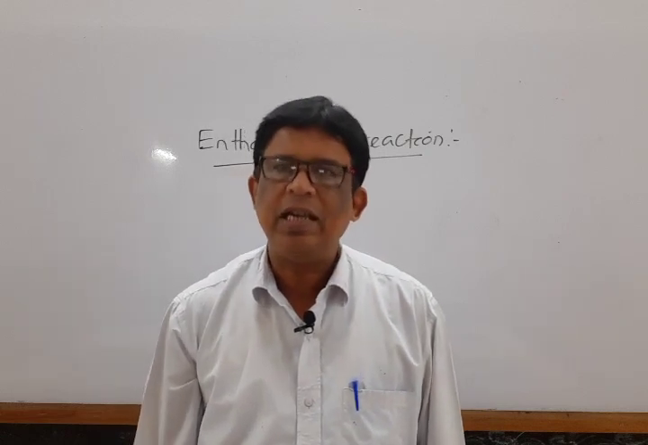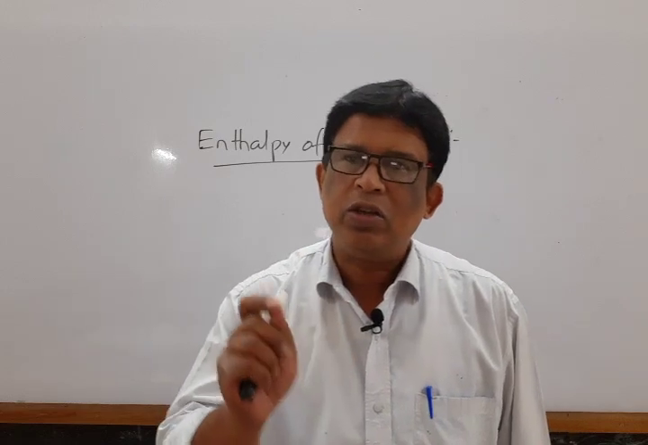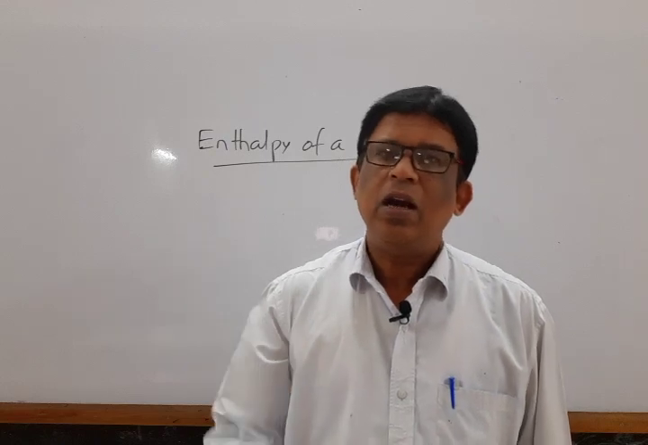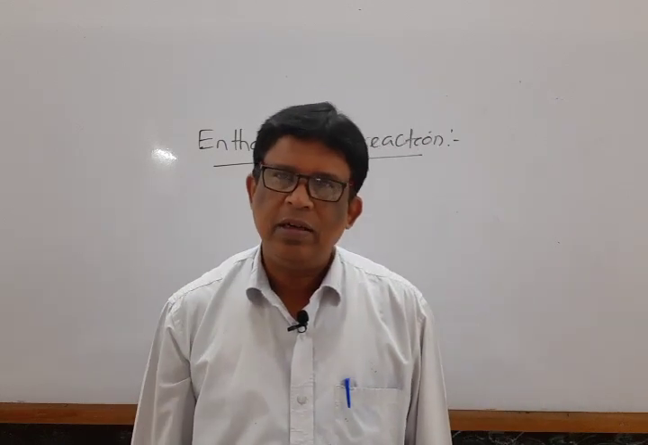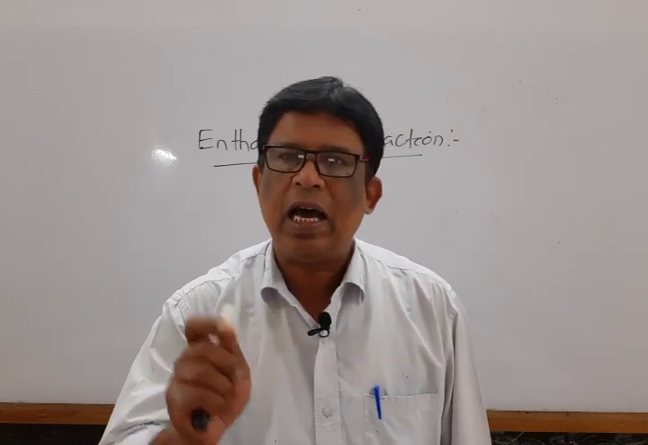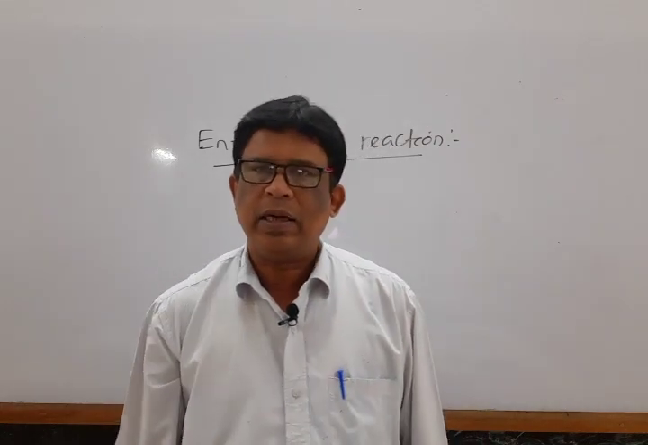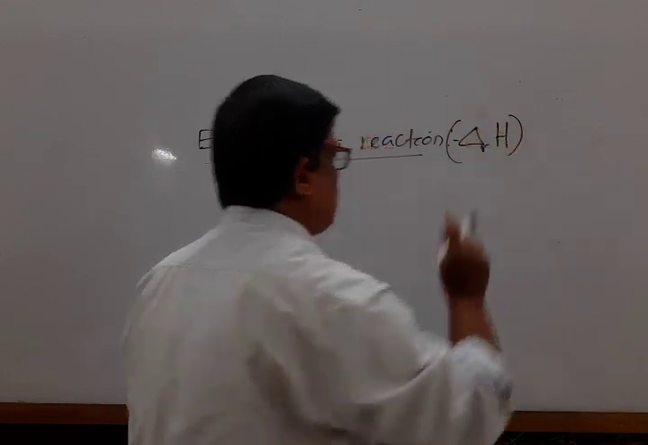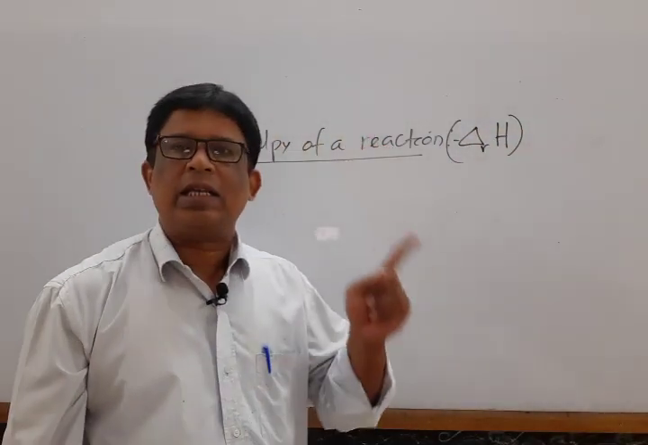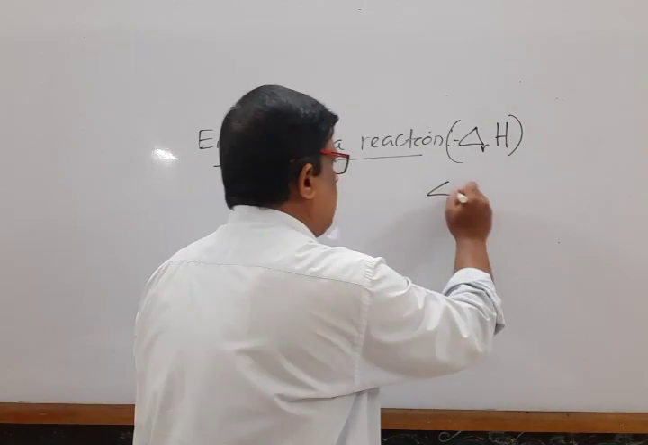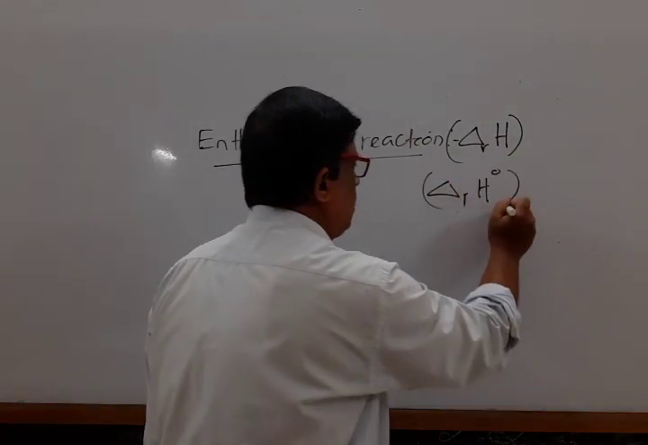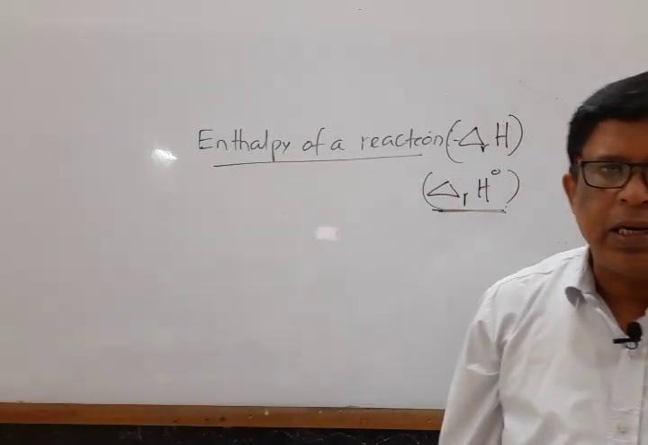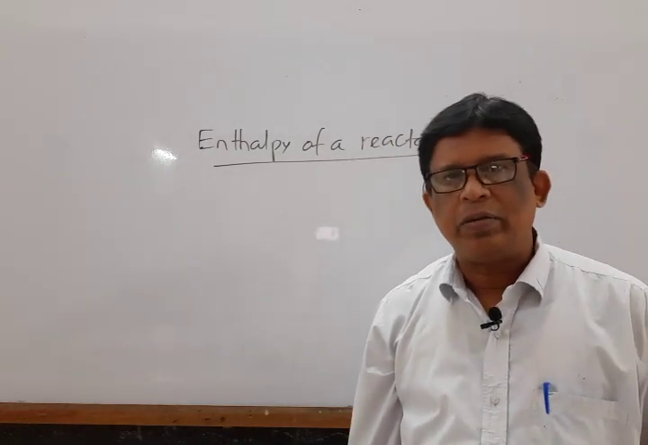Do you know what is standard state? Standard state means the temperature is room temperature, that is 25 degrees or 298 Kelvin, and 1 atmospheric pressure. Then that is known as the standard enthalpy of a reaction. Mark that, the enthalpy of a reaction symbol is del H or del RH. And if this data is recorded at a standard state, then it is known as del RH naught. Standard state means room temperature, that is 25 degrees centigrade, and 1 atmospheric pressure.